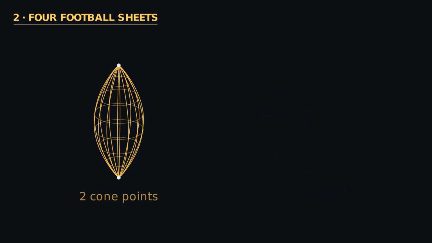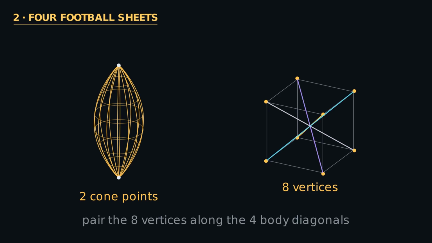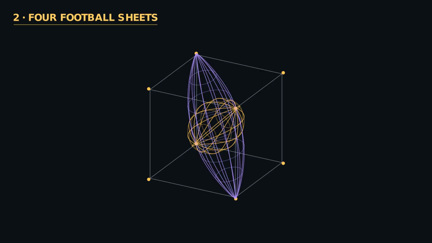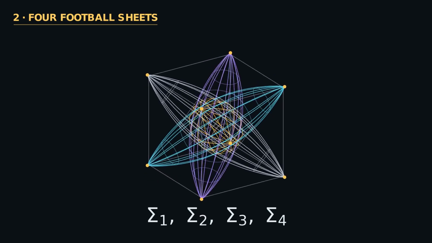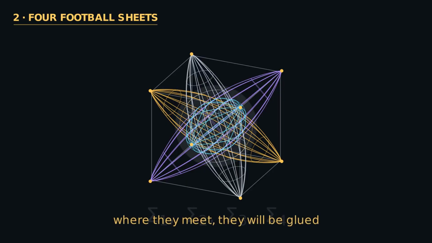Each football has exactly 2 cone points, and the cube has exactly 8 vertices. That arithmetic suggests a pairing. Group the 8 vertices into 4 antipodal pairs, 1 pair along each body diagonal of the cube. Now attach 1 football sheet to each pair, so that its 2 cone points land on opposite corners of the scaffold. This gives 4 compact, 2-dimensional orbifold sheets, threaded through the interior of the cube. In the interior, the sheets are allowed to overlap. Where they meet, they will be glued, and that gluing locus is where the real structure lies.